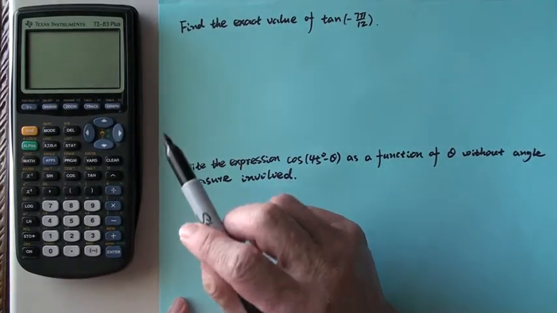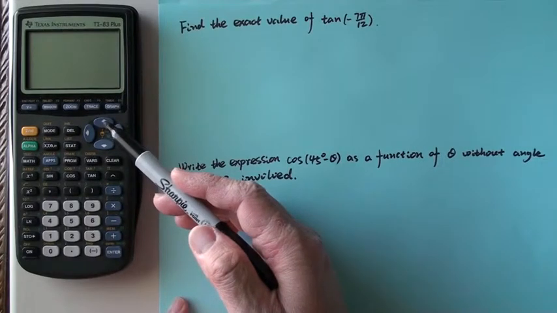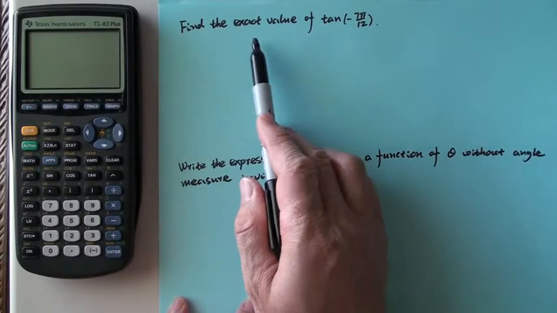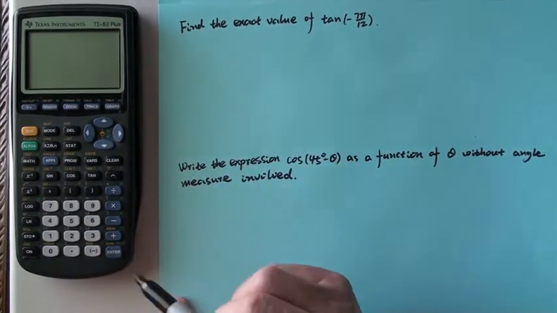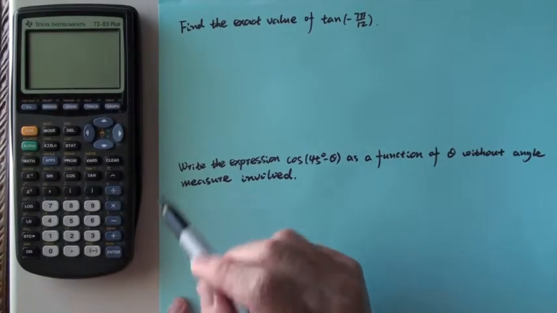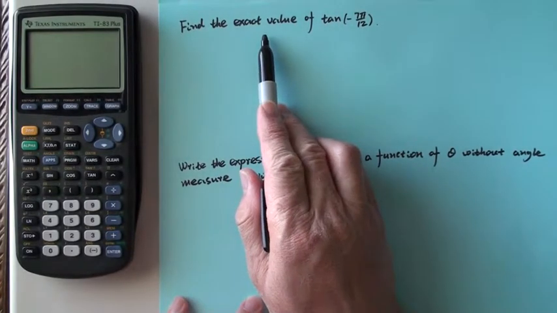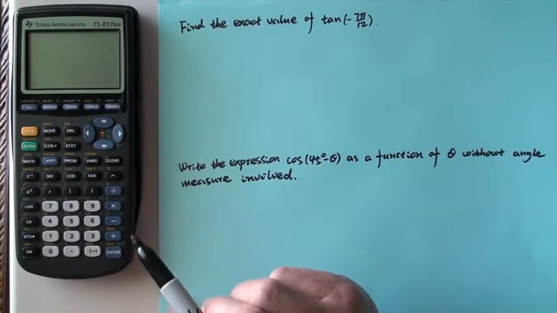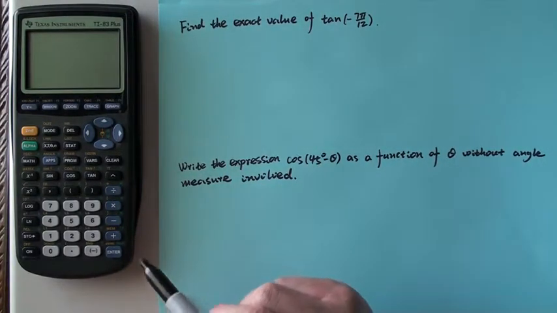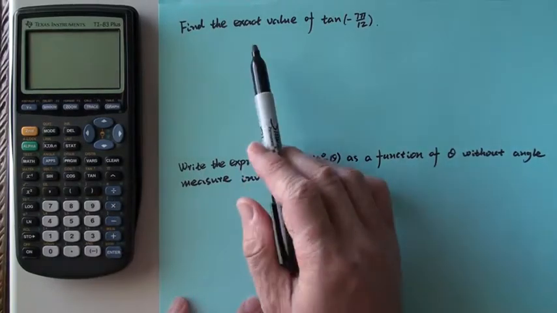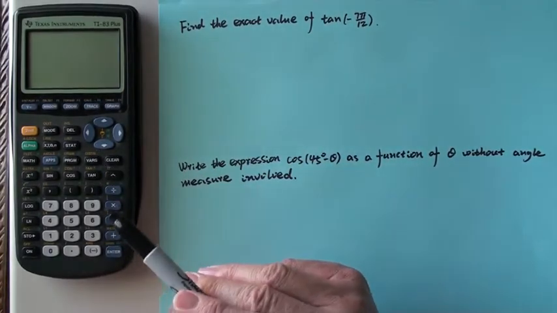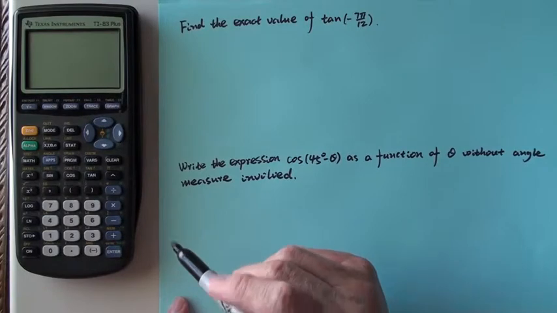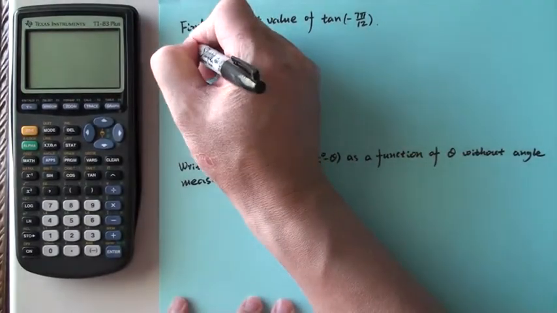But you can use it to check if your exact value is correct or not, because we can find the approximate value through the exact value. We cannot really find the exact value through the approximate value. Now, how to do it?